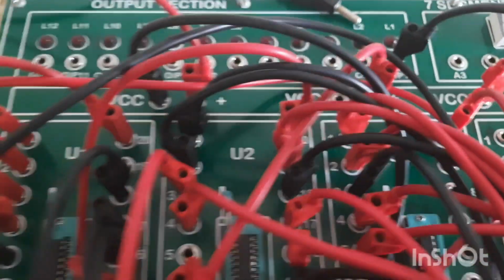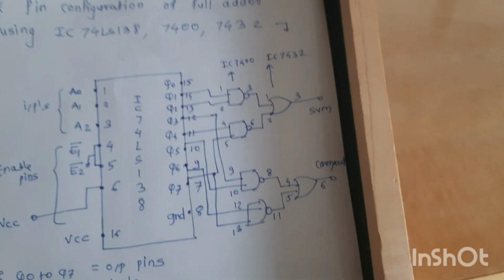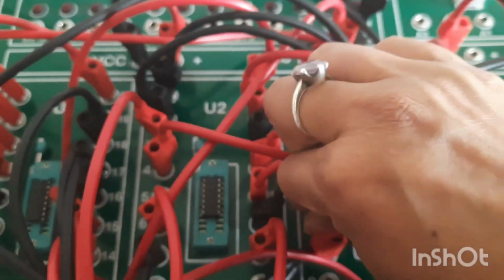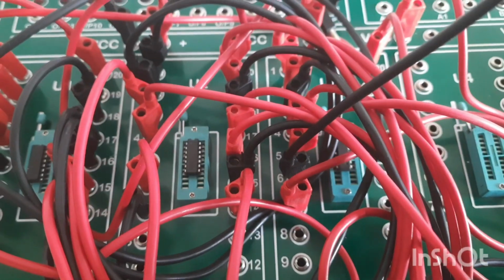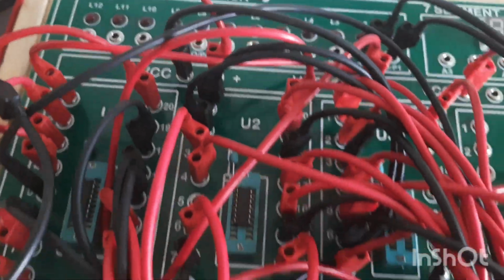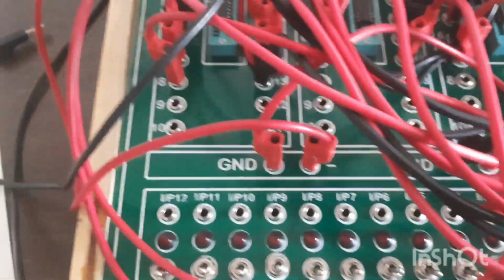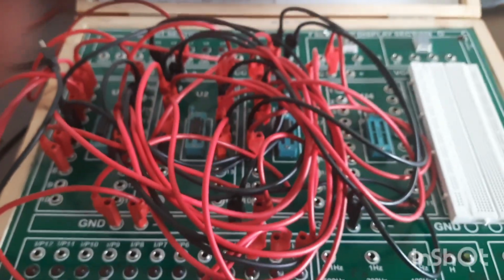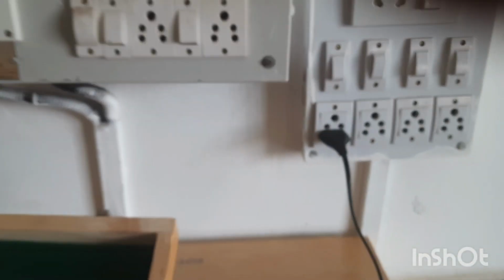And the carry out is pin number 6 of the OR gate IC. Pin number 6 of the OR gate IC goes to the output section, that is our carry out. So now all connections are over for all three ICs, inputs and outputs. We are going to switch on the kit and we'll see the output.